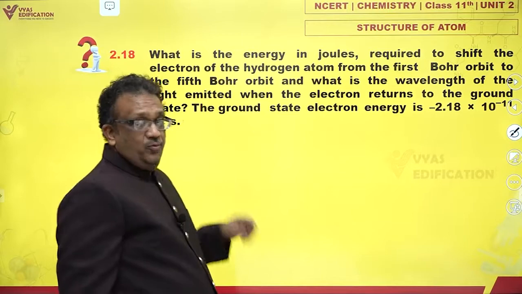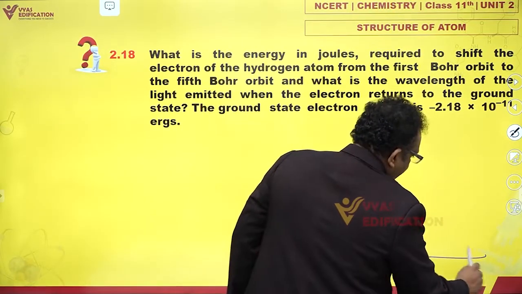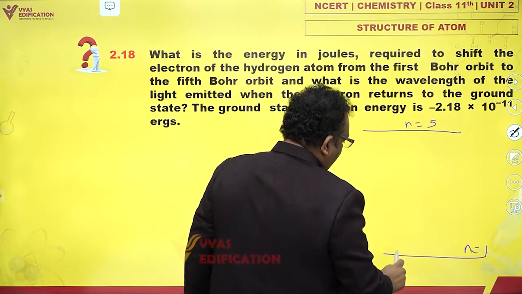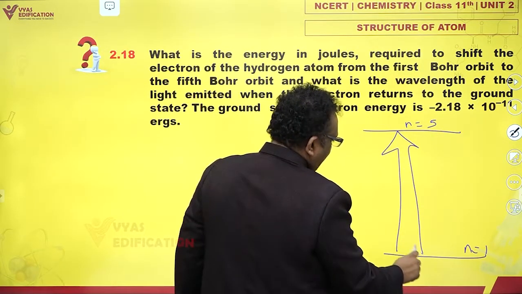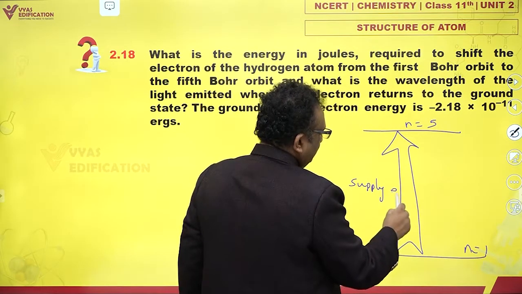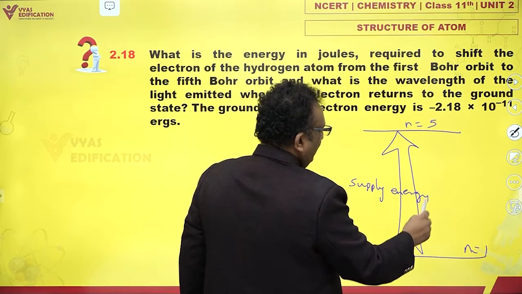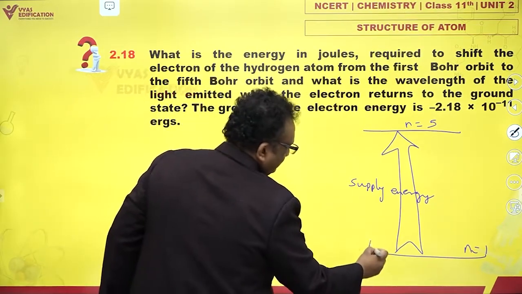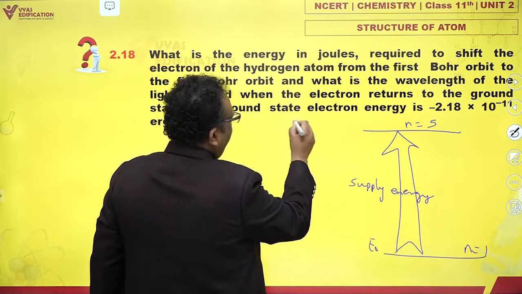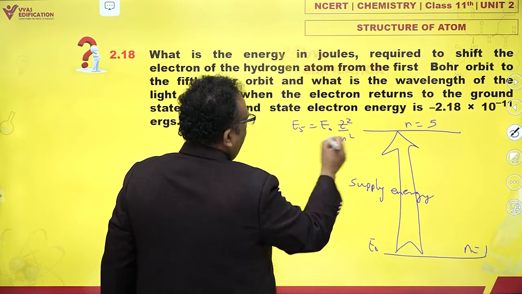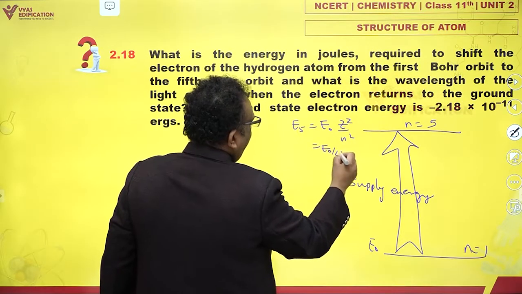First Bohr to fifth Bohr orbit. So you have n is equal to 1, lovely. And from there, you are uplifting the electron to n is equal to 5. So you have to supply energy. How much energy? There is some energy in the first orbit, E naught. And energy in the fifth orbit is E naught Z square by n square, which is E naught by 25.